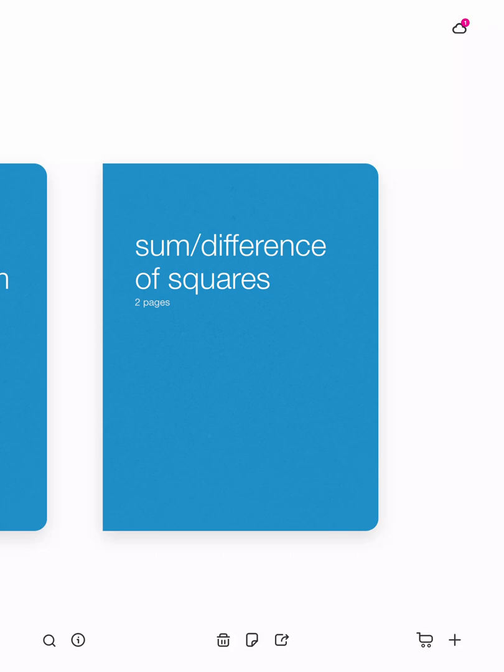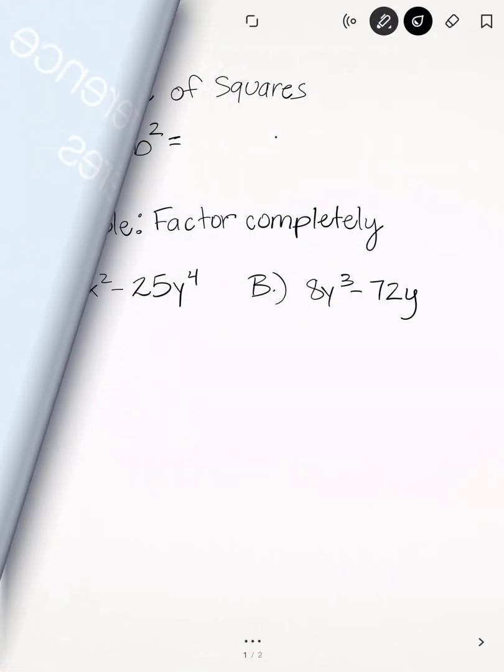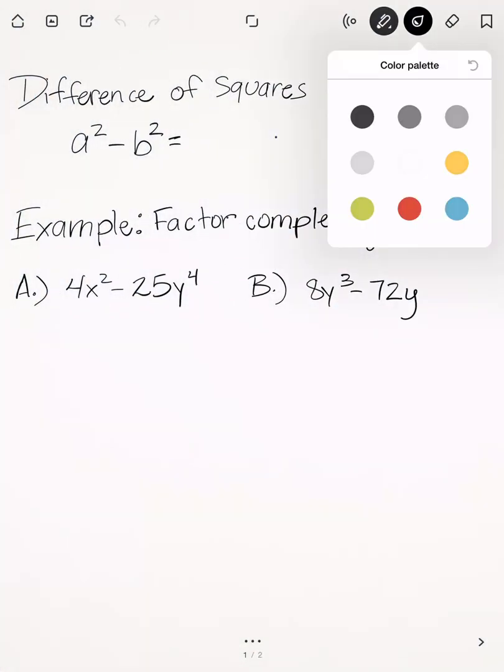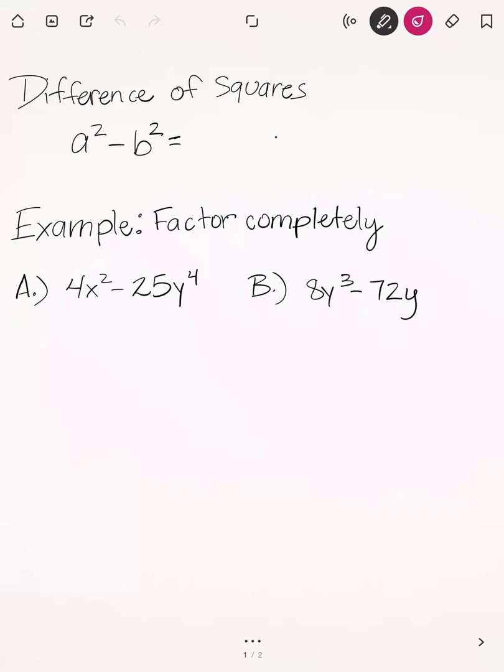This video is going to be over factoring a sum and difference of squares. We're going to start off with a difference of squares, just reviewing this real quick. A difference of squares, if you have something like a squared minus b squared, a and b are any perfect squares and they're being subtracted.